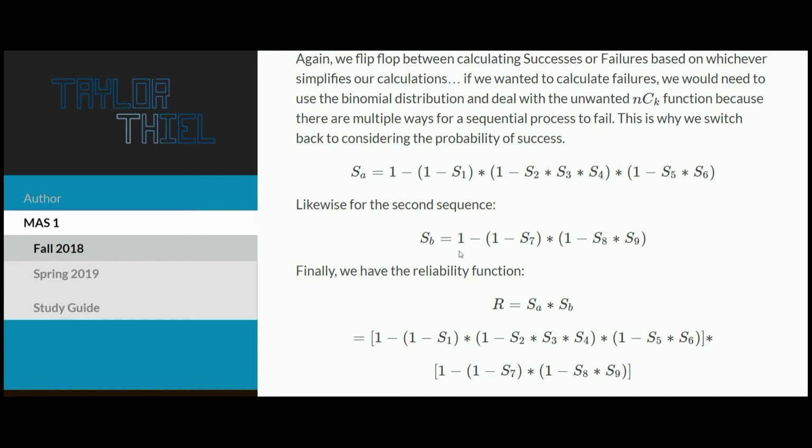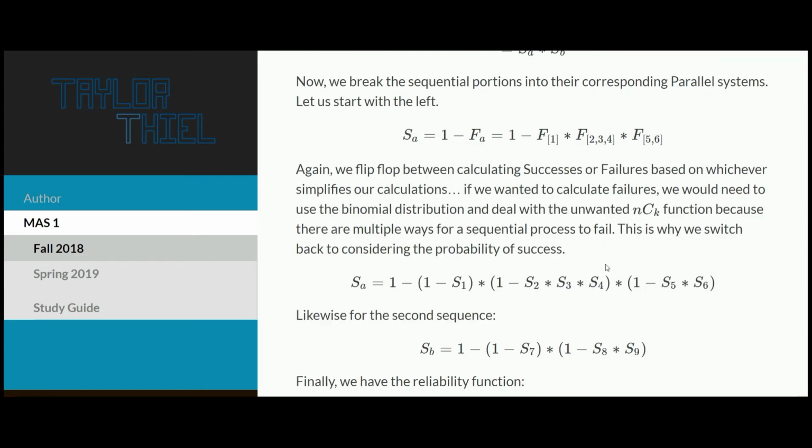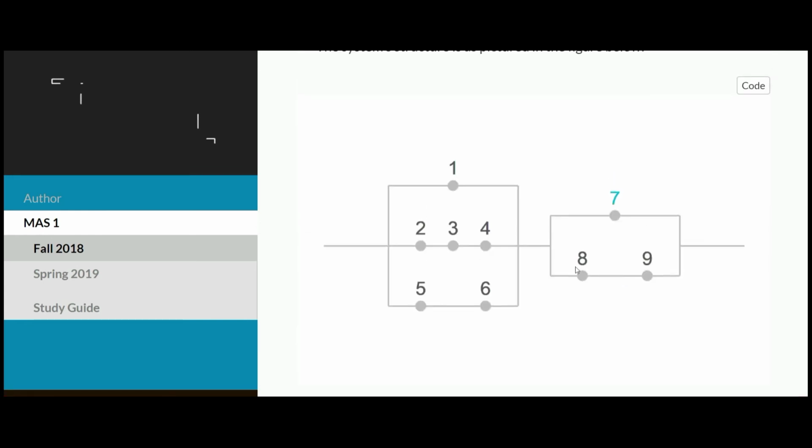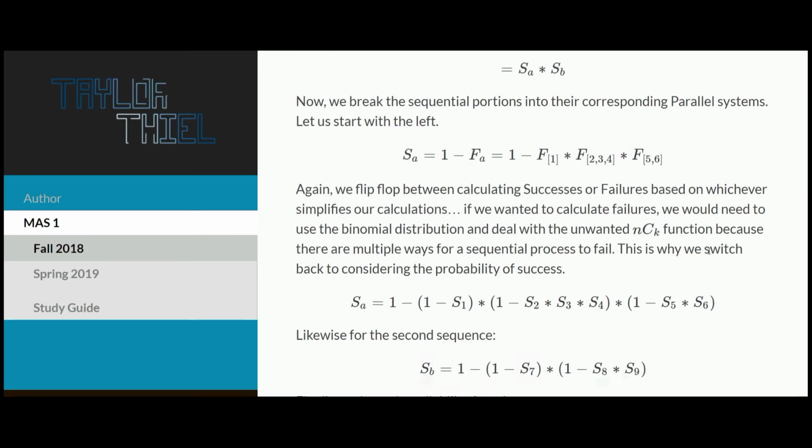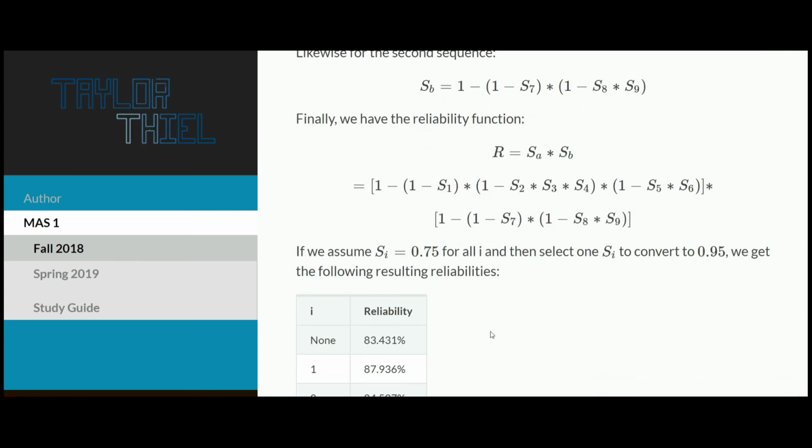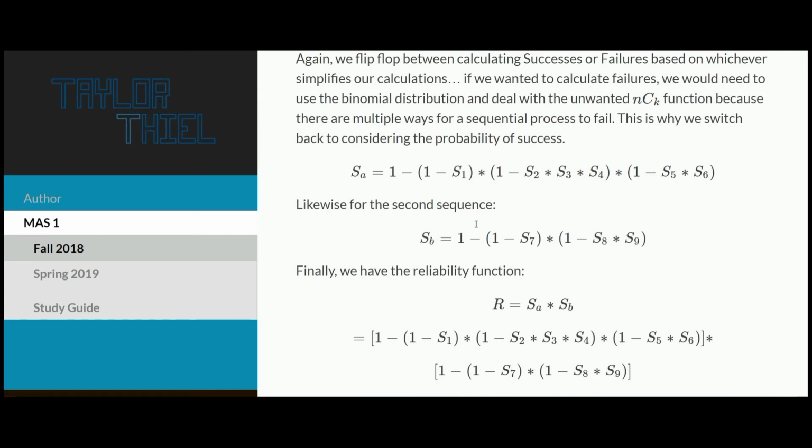And then for the second sequence, it's the exact same process. So assuming we got to this point, just ignore everything to the left. What's the probability I get to the end? And that's going to be equal to 1 minus the probability of succeeding on part 7 multiplied by 1 minus 8 and 9 succeeding. So the probability of that subsequent subset failing.